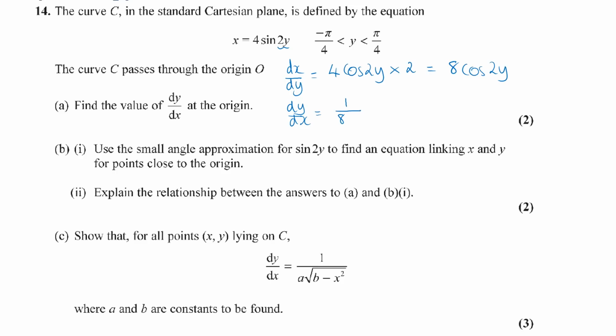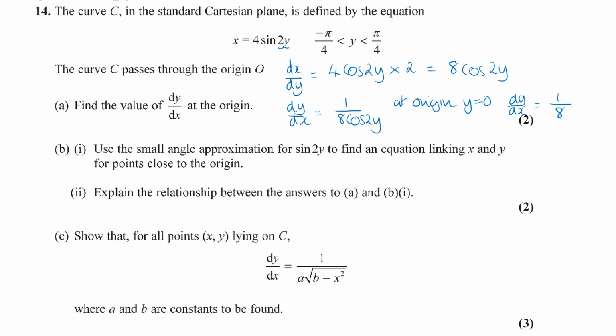so 1 over 8 cos 2y, and at the origin we have that y is equal to 0, so dy by dx will be 1 over 8 times cos of 0, which is 1, so that will be 1/8.